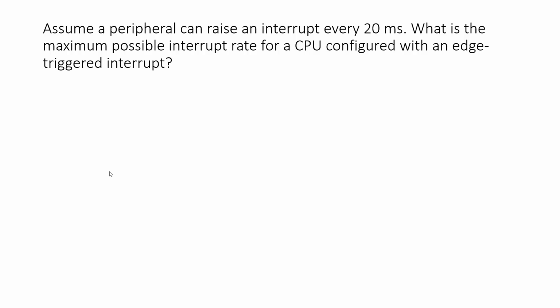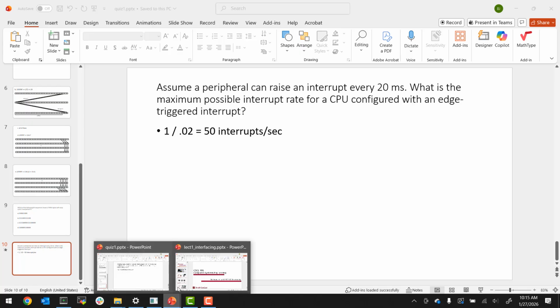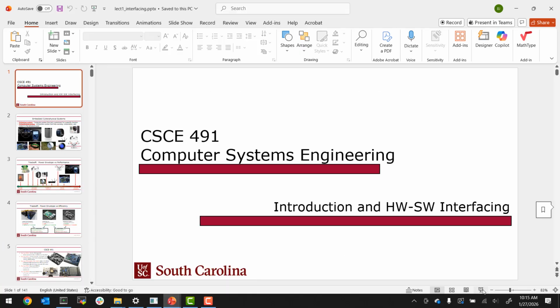Okay, assume a peripheral can raise an interrupt every 20 milliseconds. What's the maximum possible interrupt rate? So pretty much just the reciprocal of that. So 50 interrupts per second, 1 divided by 0.02. All right, any questions? All right, so let's go back to the material.